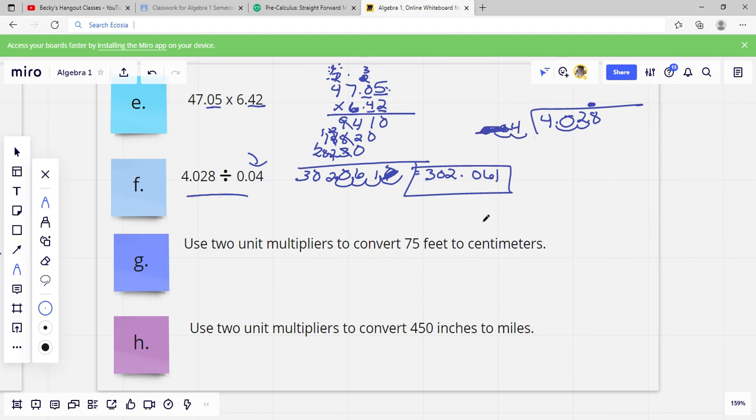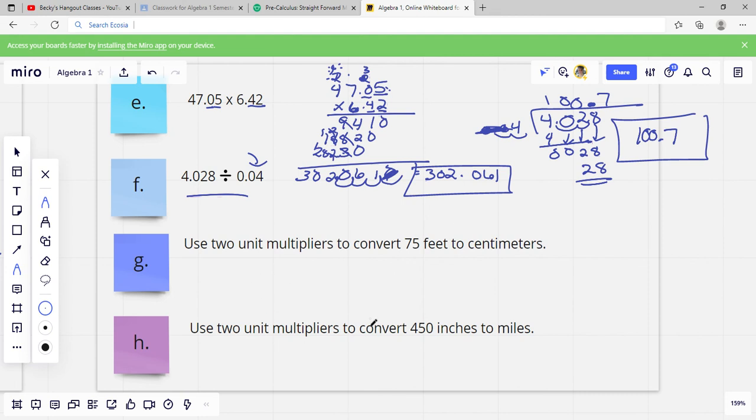All right, how many 4s? I can disregard those. Now I can say how many 4s are in 4? 1. 1 times 4 is 4. Subtract 0. Bring down my 0. How many 4s are in 0? 0. Bring down my 2. How many 4s are in 2? 0. Bring down my 8. How many 4s are in 28? 7. 7 times 4 is 28. Okay, so my answer is 100.7. Okay, so that's the answer to that one.